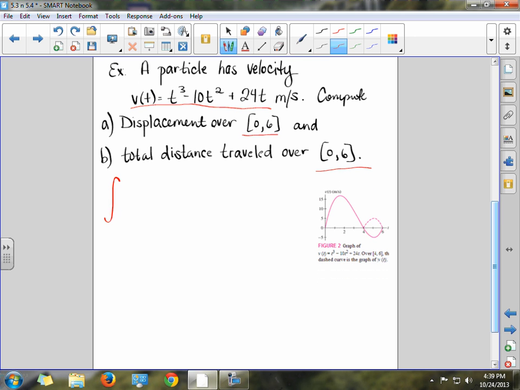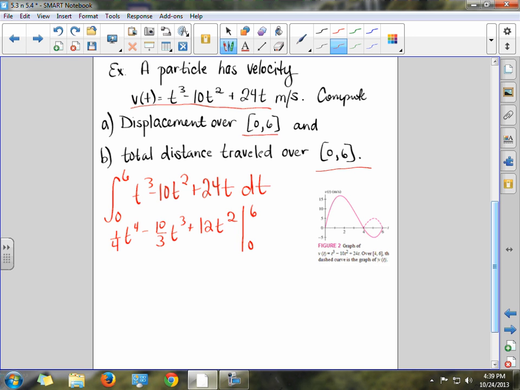So displacement is just the integral from 0 to 6 of t cubed minus 10t squared plus 24t dt. So if I integrate this, I get 1/4 t to the 4th minus 10/3 t cubed plus 12t squared from 0 to 6. And then when I plug in 6 and I do the math, I get that this is 36 meters. So this is how far I am from my starting point.